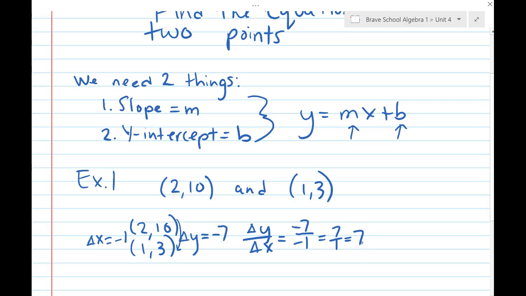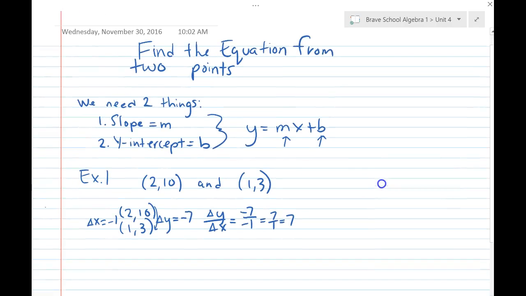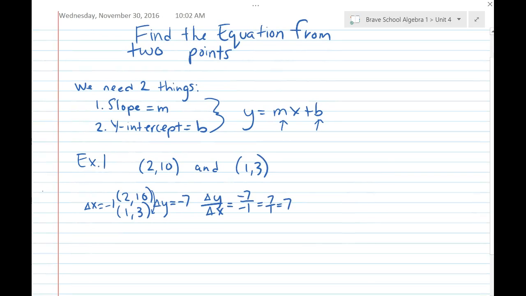which again just equals 7, or simplifies to 7. And now we need to find the b. Because we have the slope, and we can just go ahead and plug that in. Okay, so it's going to be y equals 7x, but the last part we need is the b. So we'll leave this open because our answer is going to be right here. So the next part is we'll find the y-intercept.